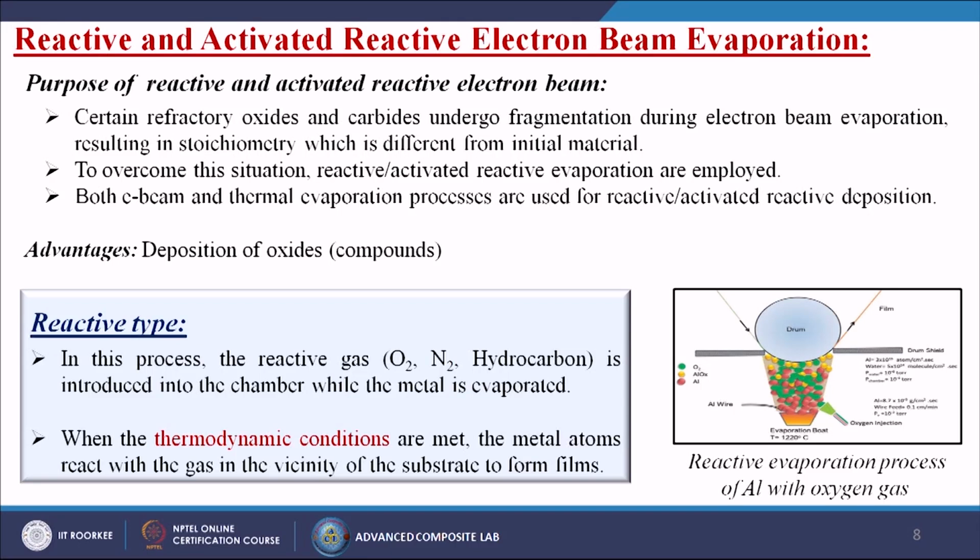What are the advantages? Deposition of oxides, generally compounds, we can do. What is the reactive type? In this process the reactive gas, generally oxygen, nitrogen, or hydrocarbon, is introduced into the chamber while the metal is evaporated. When the thermodynamic conditions are met, the metal atoms react with the gas in the vicinity of the substrate to form the films. So here we are using the gas as well as the atoms together to do a coating onto the substrate.